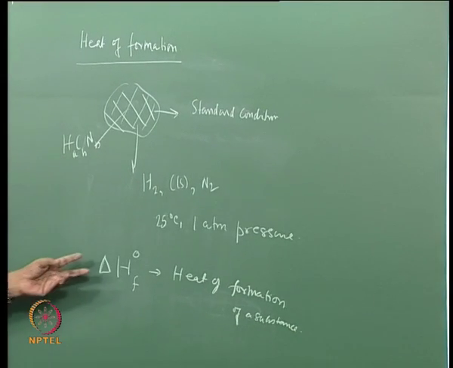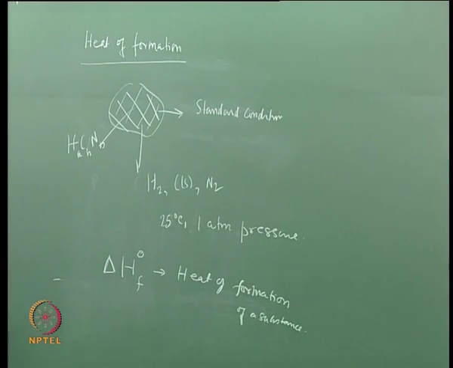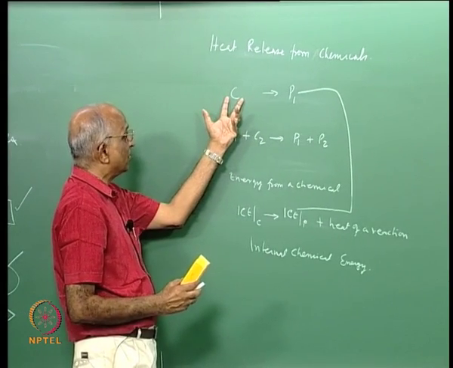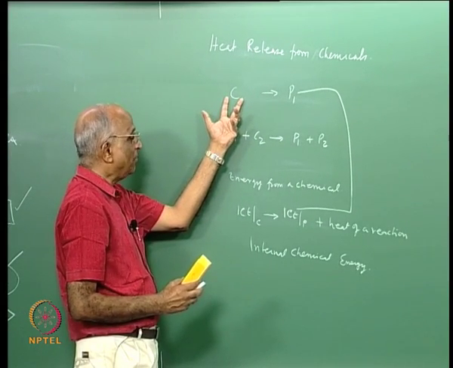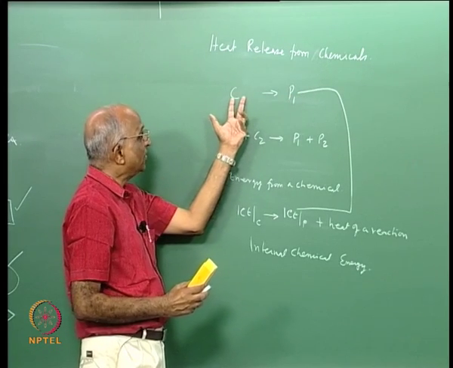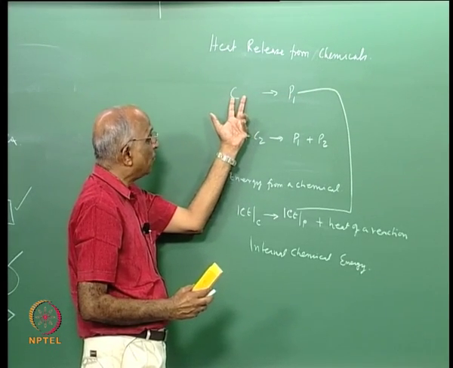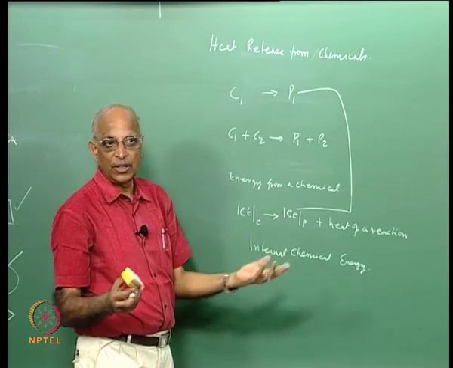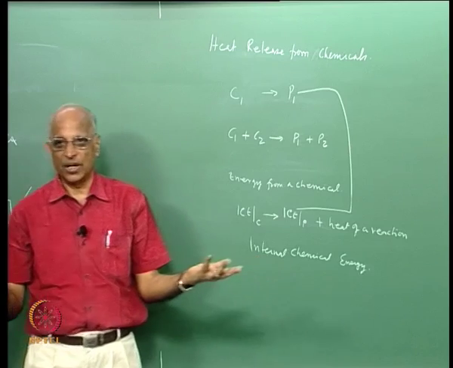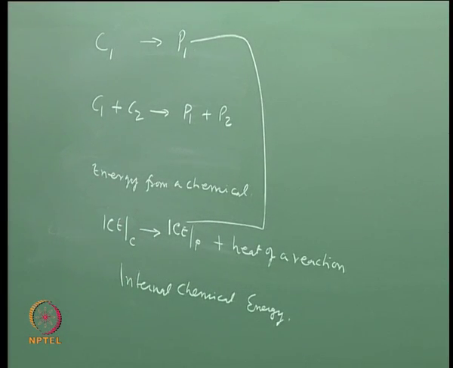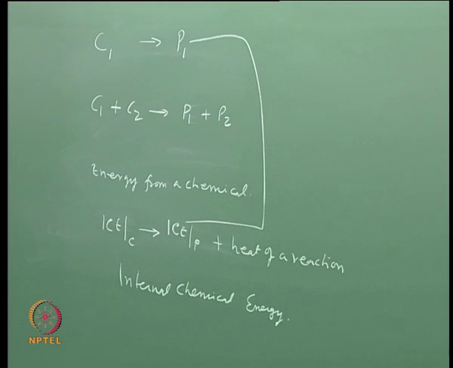If we know the heat of formation of a substance, then we know the internal chemical energy of the substance, the chemical. The heat of formation of the product is known, and if there is a minus, that means the heat of formation decreases, I get energy, the heat of reaction is exothermic, and I get some heat from the chemical reaction. This is all about finding out the heat of a reaction. Let us put it together.